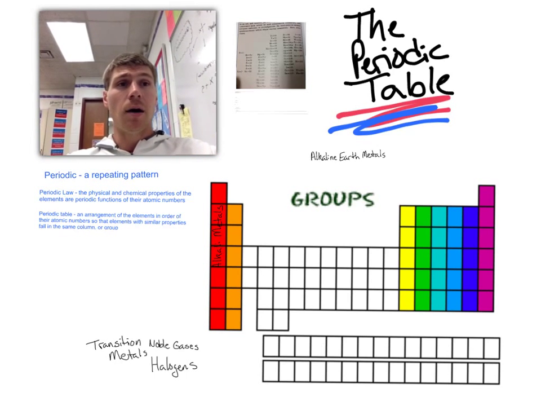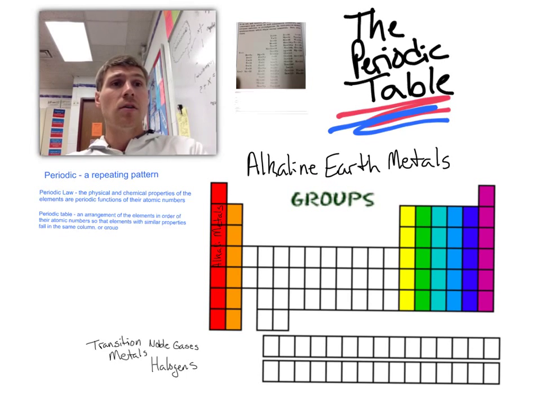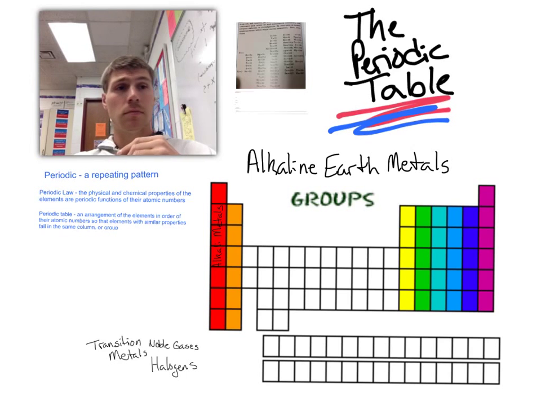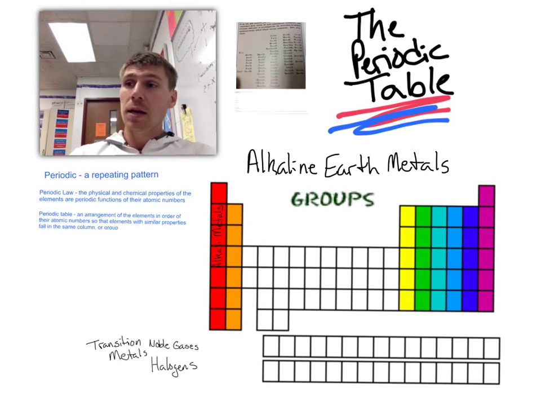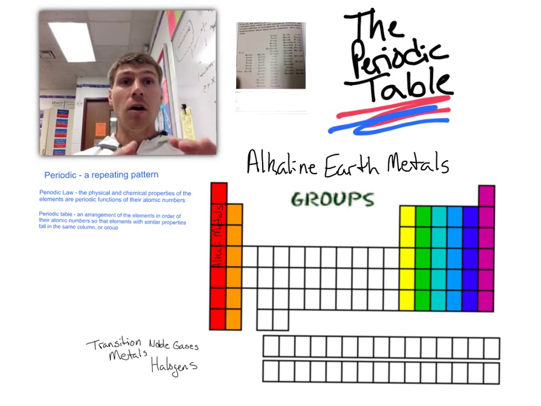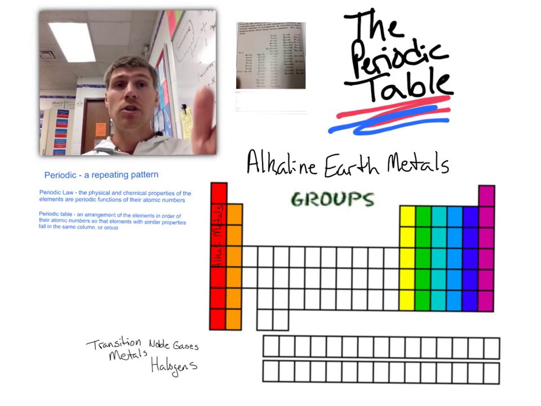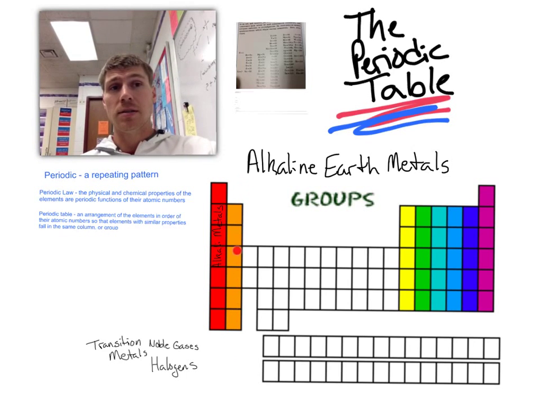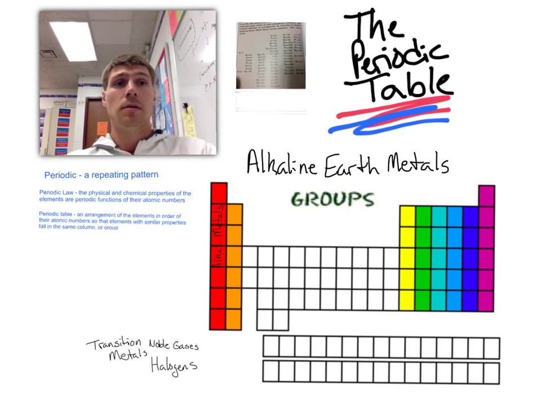The next column on here, the orange ones, are called alkaline earth metals. That's the column with beryllium, magnesium, calcium, strontium. These are all fairly reactive metals, but they're not as reactive as the alkali metals. And when we get to electrons and electron configuration, we're going to figure out why. But again, for now, I want you to know that everything in this orange column has similar properties to each other.